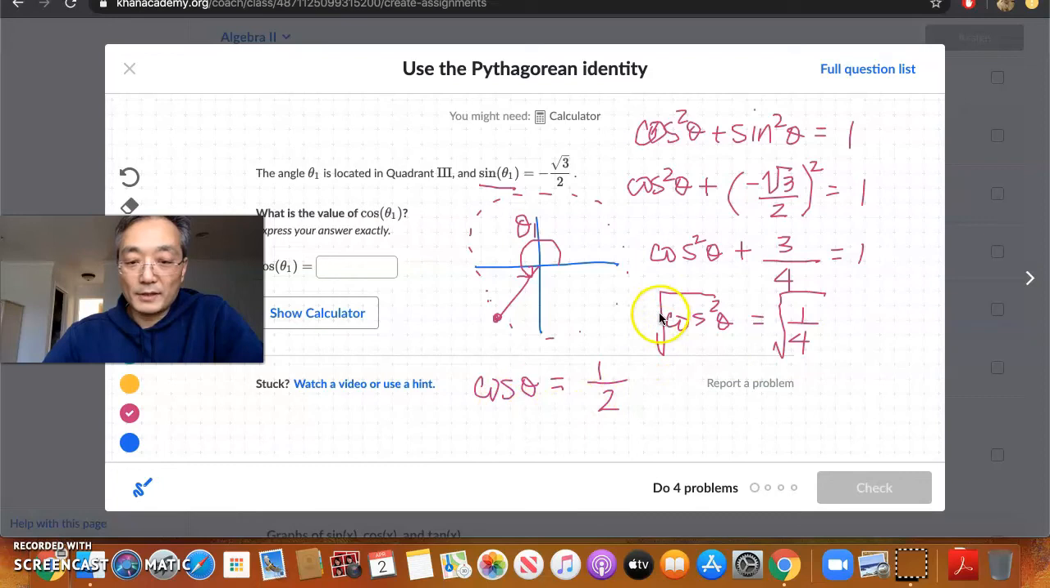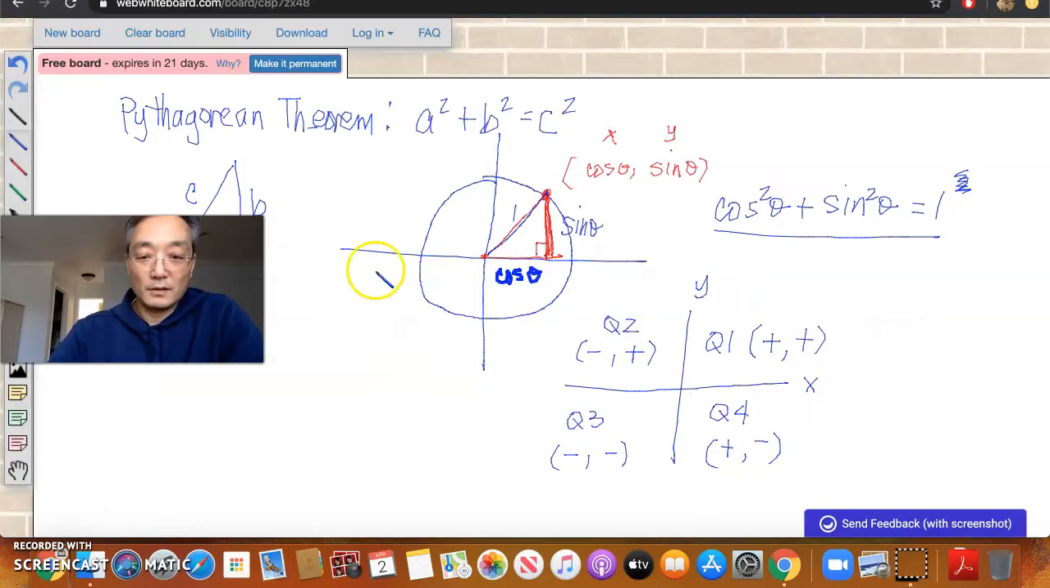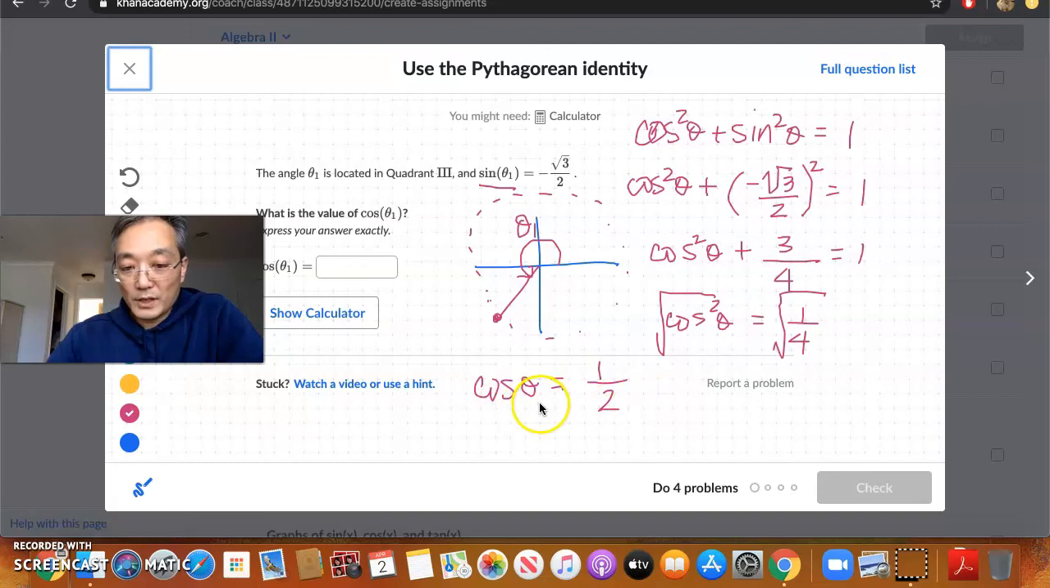Okay, now let's go back and check. Do you remember our Q3? If you go back and check your Q3, our x coordinate was negative and our y coordinate was also negative. So if we go back to the problem, cosine of theta is x. It can't be positive because in the third quadrant all your x coordinates are negative, correct? So we have to make an adjustment here. In the third quadrant, our cosine of this angle is going to give us a negative answer, and that, folks, is our final answer.